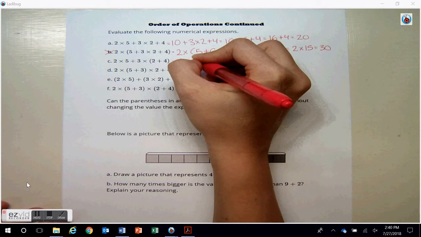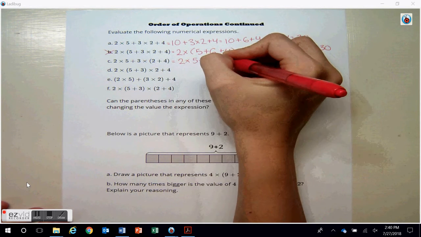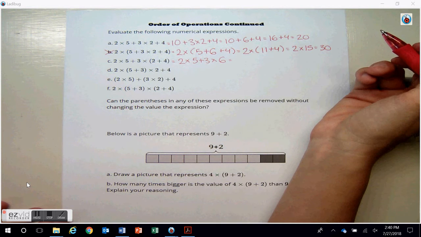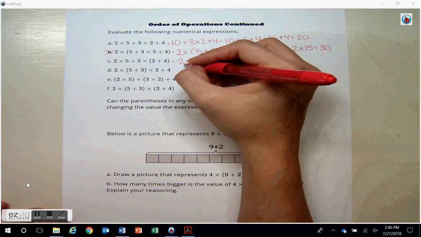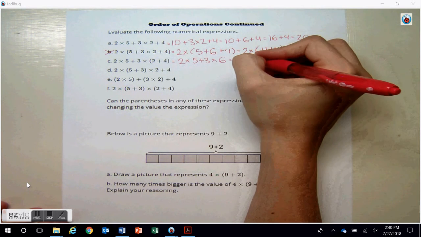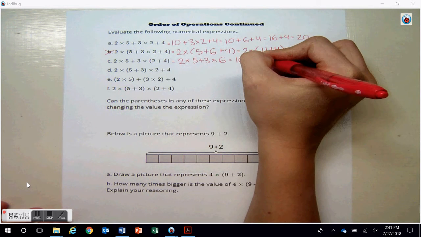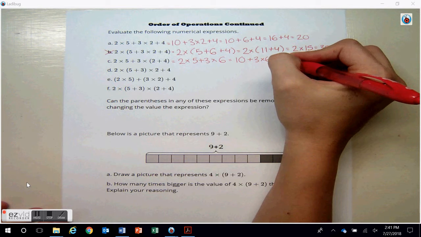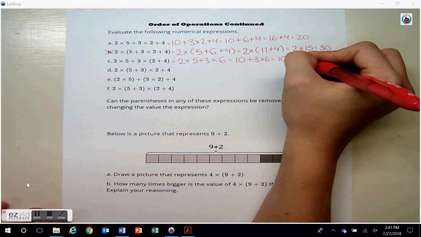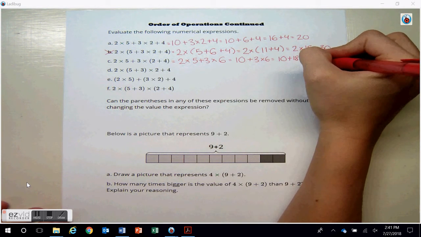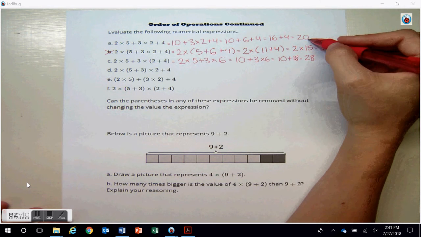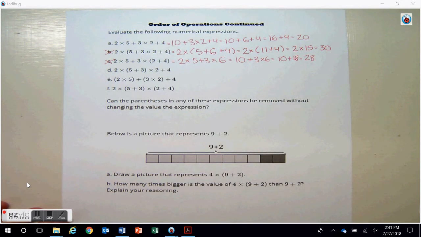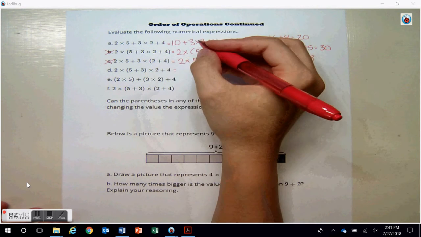Again, find those parentheses. So we have 2 times 5 plus 3 times 2 plus 4 is 6. Parentheses are all gone. No exponents. Let's look for multiplication. Here we go. 2 times 5 is 10. 10 plus 3 times 6. Again, look for multiplication or division. 3 times 6 is 18. 10 plus 18 gives us 28. If I take out those parentheses, I get 20, so I'm still not going to get that answer of 28. So that one doesn't work for us.